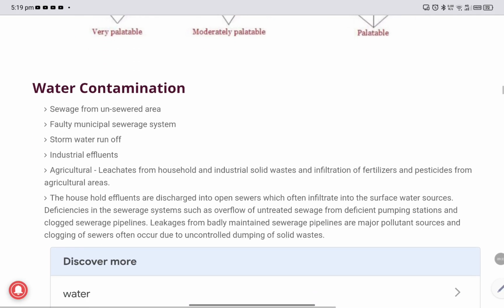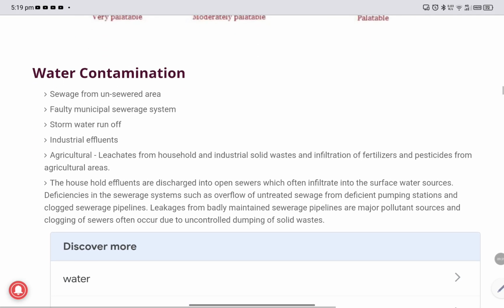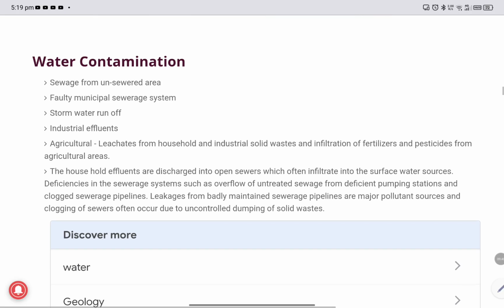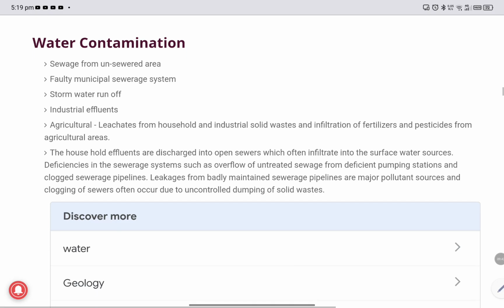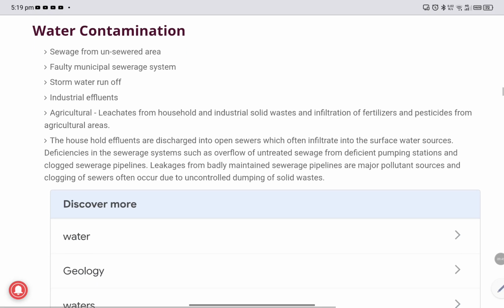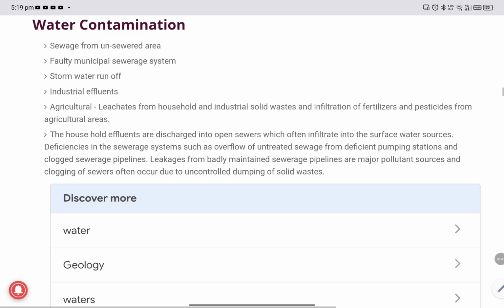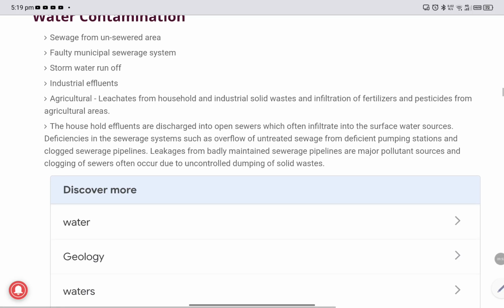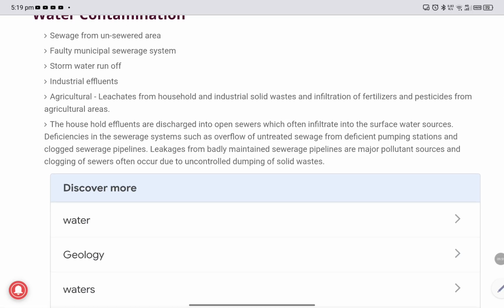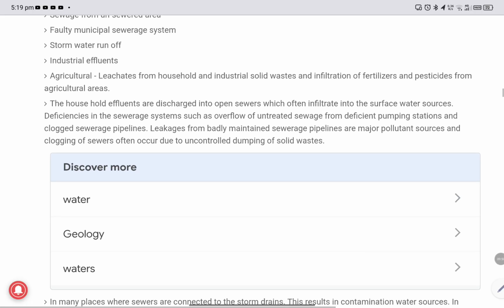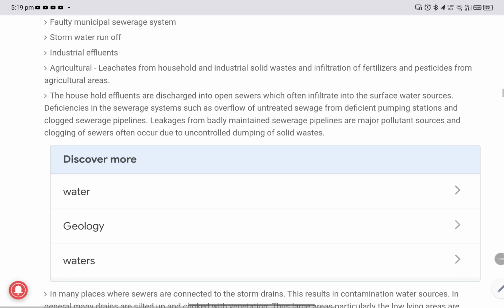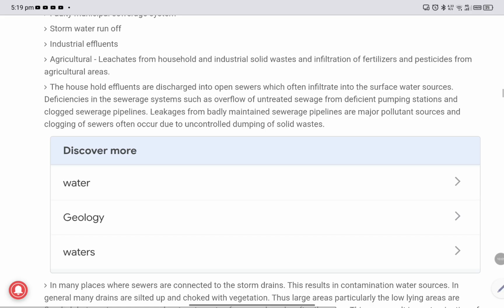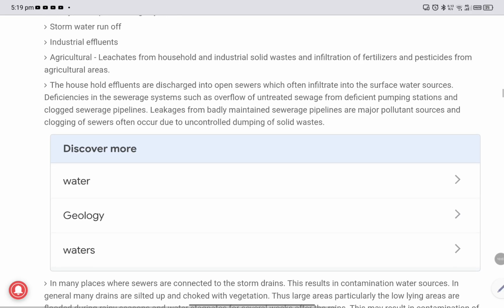Water contamination. Sewage from unsewered area, faulty municipal sewerage system, storm water runoff, industrial effluent, agricultural leachate from household and industrial solid waste, and infiltration of fertilizer and pesticide from agricultural area. The household effluent is discharged into open drains, which often infiltrate into the surface water source.